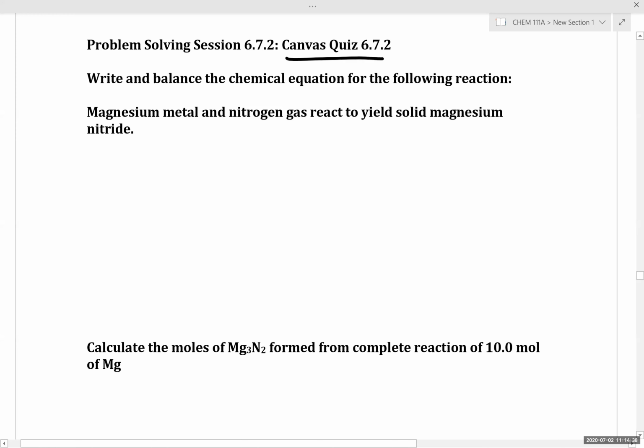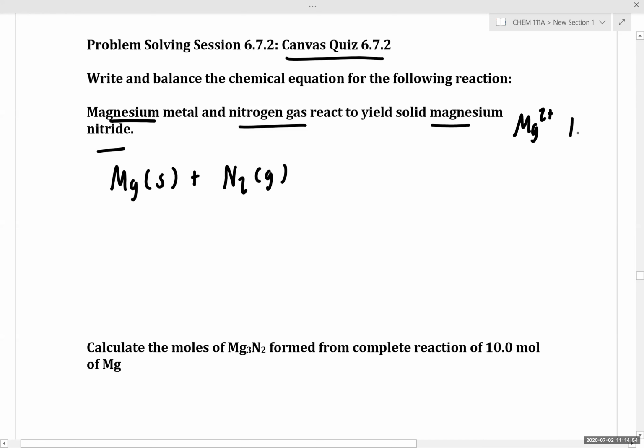Okay, so let's discuss balancing and writing out this equation. So magnesium metal is just magnesium solid. Nitrogen gas is N2 gas. Magnesium nitride, so magnesium adopts a 2+ charge. Nitride is a 3- charge. We cross our charges, that gives us Mg3N2 solid.